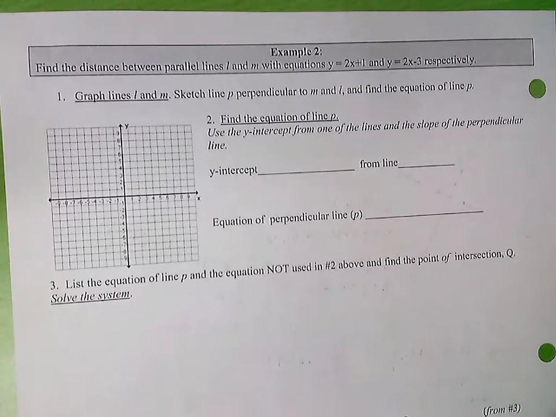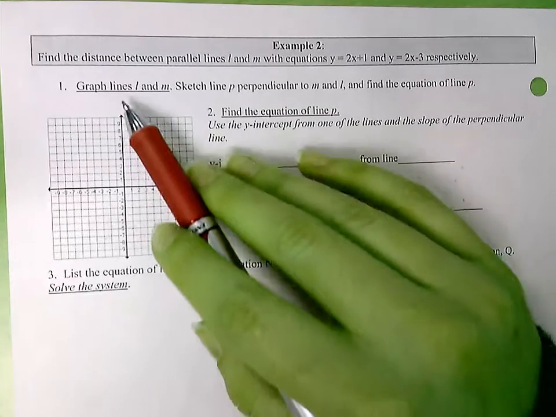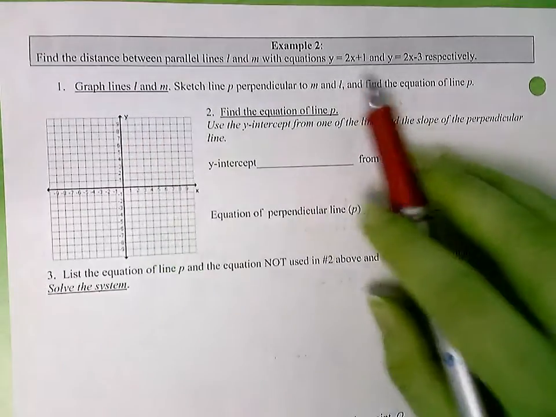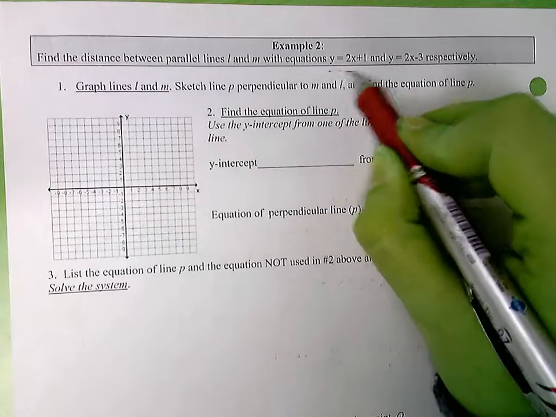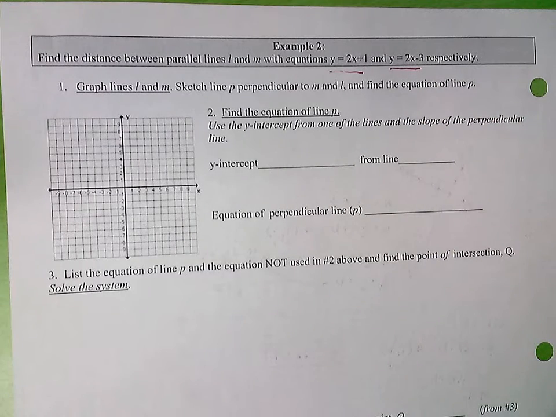All right, so on the back, this one is similar but different. So this time, you're given 2 parallel lines, and we're still finding the shortest distance between those 2. Again, first step, we want to graph both of our lines. This time we're given these 2 equations: y equals 2x plus 1, and y equals 2x minus 3.